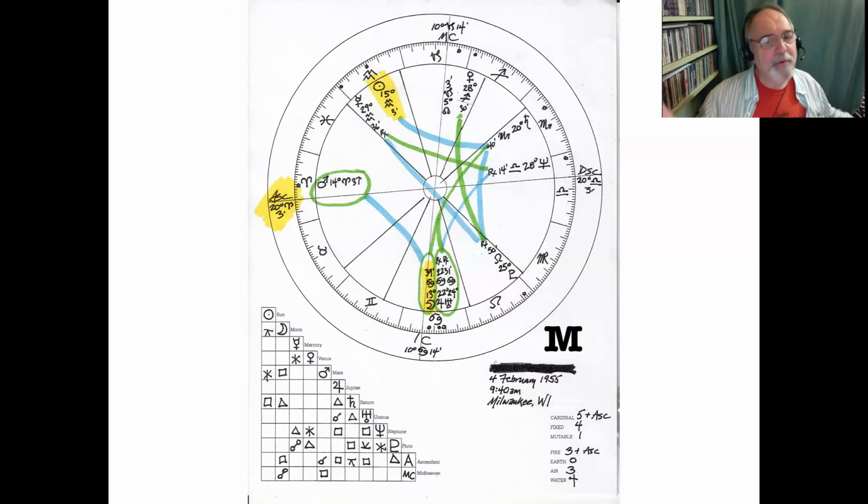Deep inside, Moon is trining Saturn. Deep inside, he's got Mercury conjuncting Neptune. He's got Mercury trining Neptune, and Venus trining Pluto. So you've got these beneficial things inside, but I think he's going to have more trouble out front.